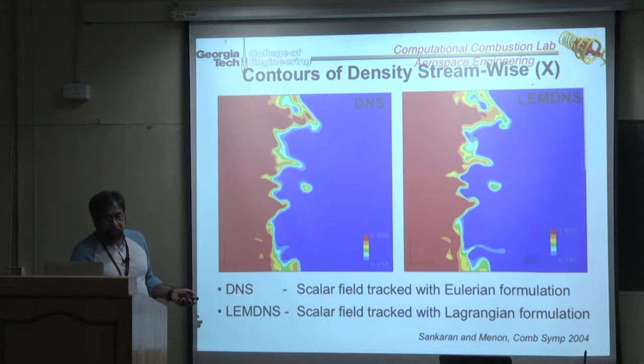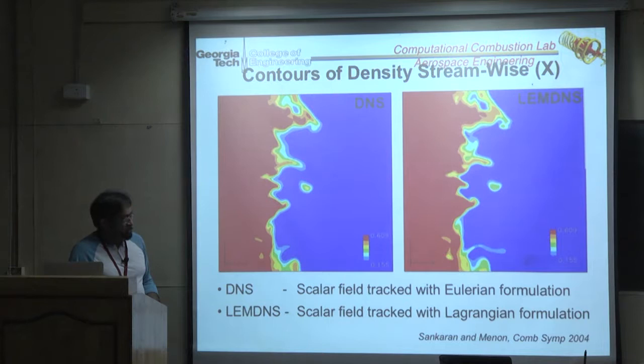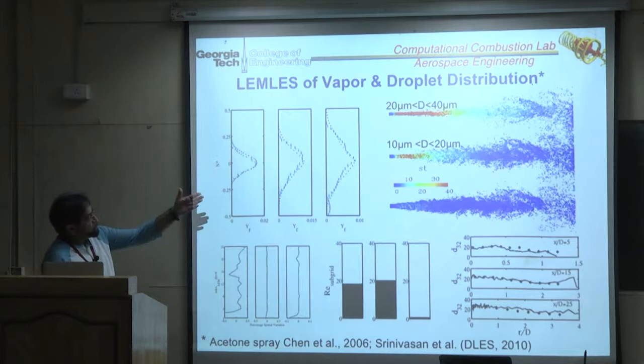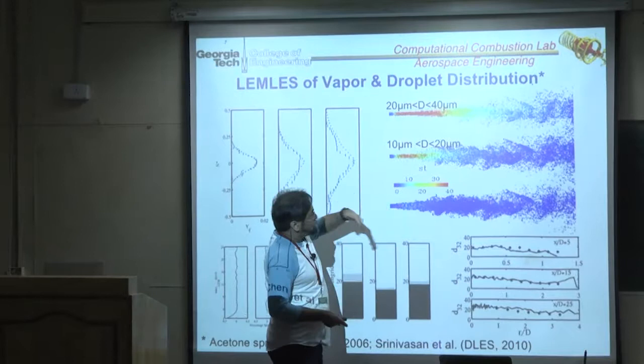If a DNS means that it is all resolved, nothing much is going to go on in the subgrid, you can see that the DNS flame is recovered reasonably well. But this is typically an example of how the model works. So this is a liquid spray. This is actually a vaporizing acetone spray. This is the same jet spray. They're all the same. I'm just showing different sizes. This is Stokes number. These are different size droplets. They're all on top and it's vaporizing.